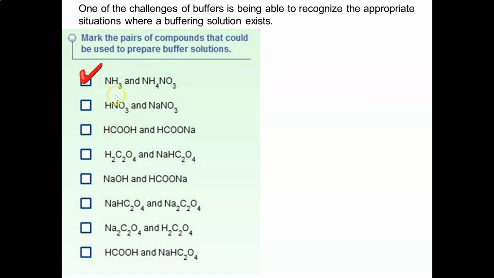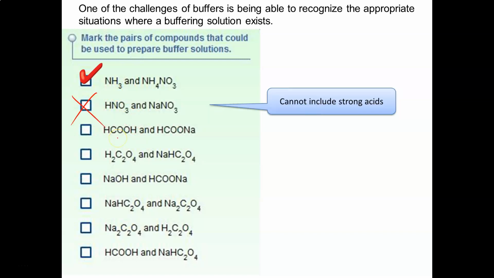In our next example, we can't have a buffer solution here because HNO3 is a strong acid. Remember, buffer solutions only exist when you have a weak acid or a weak base to form an equilibrium. This strong acid would not allow you to form an equilibrium, so therefore, no strong acid, so it's not a buffer solution. Looking over here, I recognize everyone is weak. None of these are strong acids or bases.